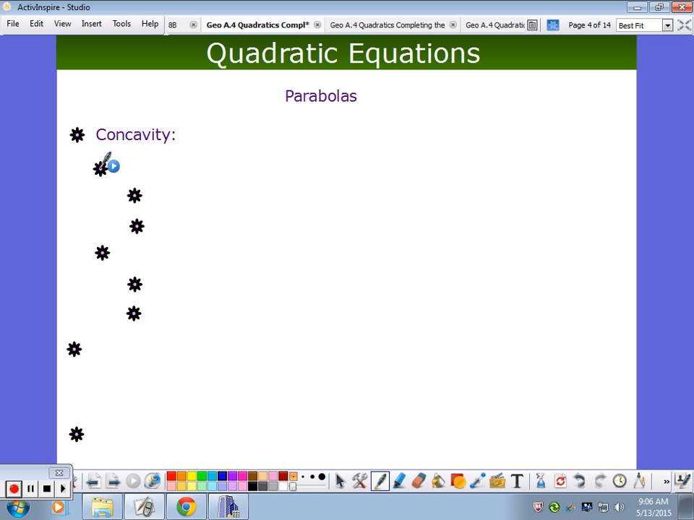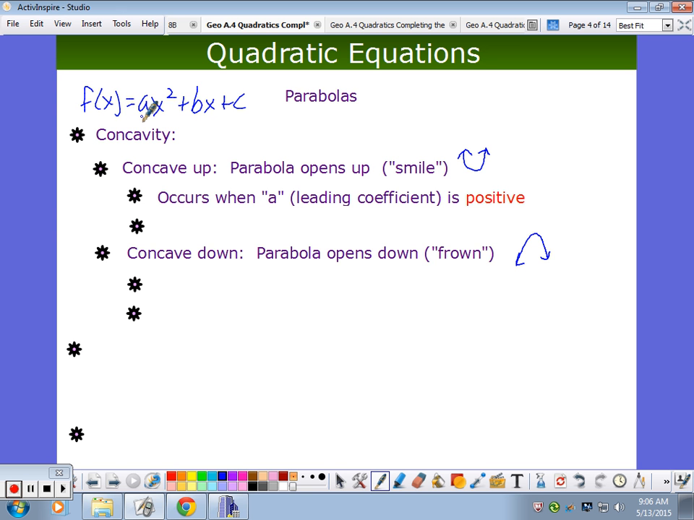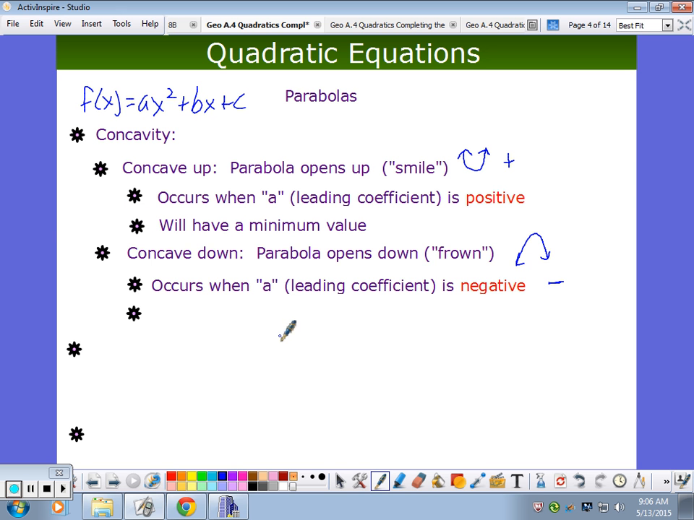Parabolas and concavity. We did talk about this last time. Parabola opens up, that's the smile shape. We also can have concave down, that's when it's a frowny face. I'm just going to put up here what our general standard form of a parabola function is. If a, this leading coefficient, is a positive number, then it will be concave up. If it's negative, it will be a frowny face. You will have a minimum or a maximum value.